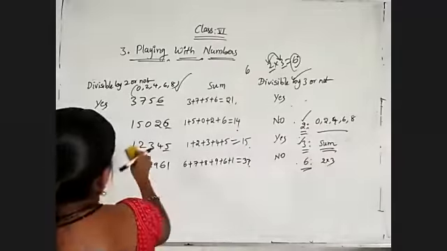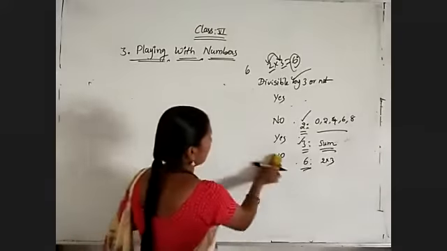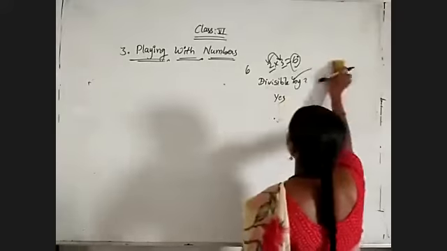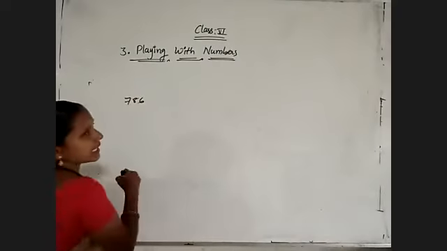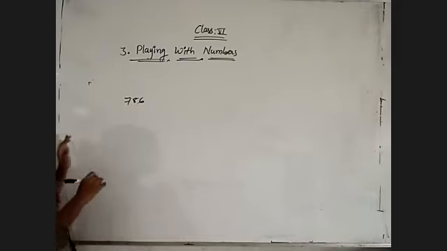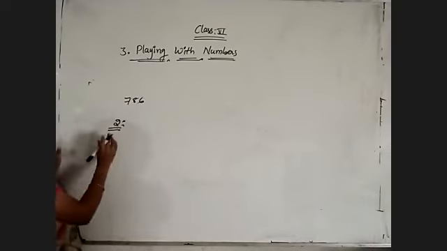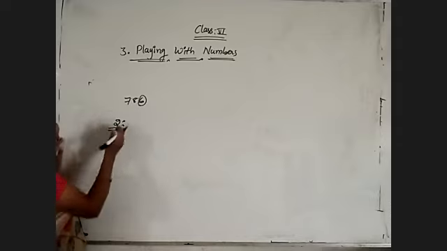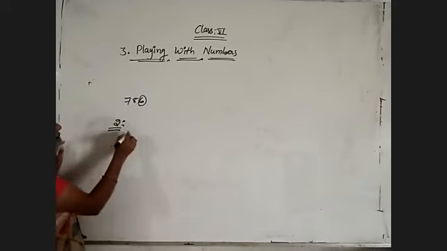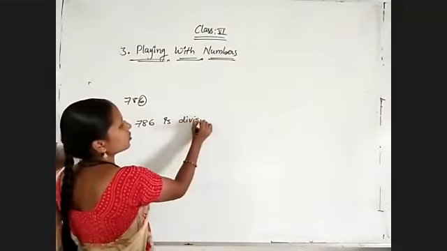Now one question I am giving for you. So I am giving the number 786. Now check whether it is divisible by 2 or not. So observe, for checking the divisibility rule of 2, we need to check the unit digit. What is the unit digit here? 6. So because 6 is there, it is divisible by 2. So 786 is divisible by 2.